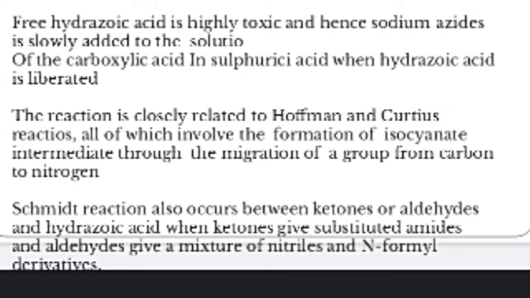Schmidt reaction also occurs between ketones and aldehydes and hydrazoic acid. Ketones give substituted amides and aldehydes give a mixture of nitriles and formyl derivatives.